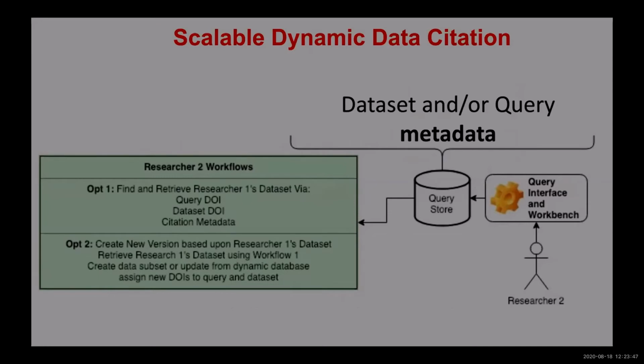So they could either generate the original query, or they could re-execute that query, make additions to the subset and data itself, and generate a new version of that data using just the persistent identifier either for that data set or the query itself.